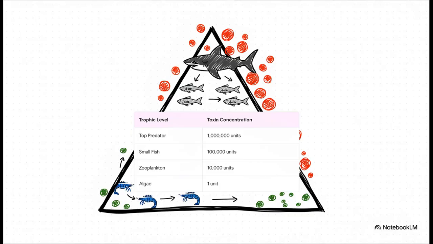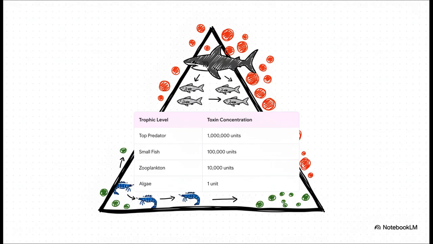And the result is this. A pyramid that is completely upside down. You start with just one tiny unit of a toxin down in the algae, but then it gets magnified every single time. The zooplankton eats a bunch of algae, the little fish eats a bunch of zooplankton, and the top predator eats a ton of those little fish. And by the time you get to the top, that one unit of toxin has exploded into 1,000,000 units.